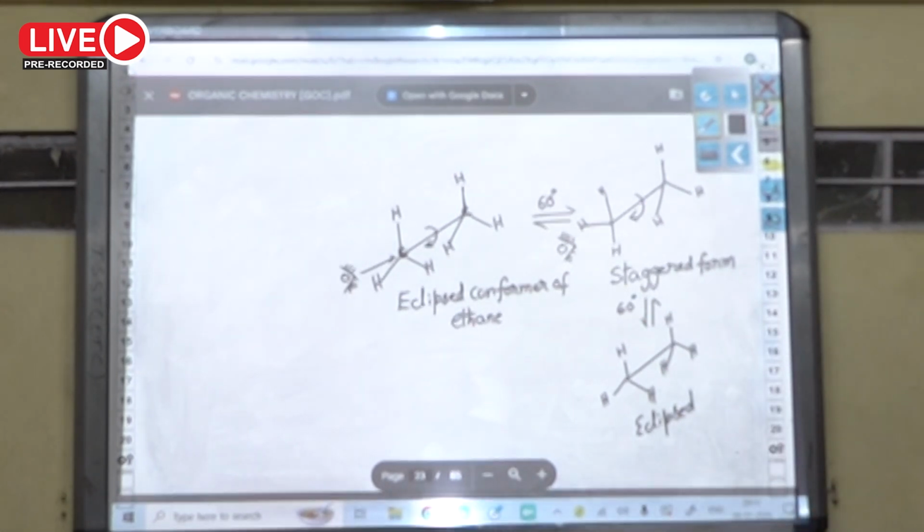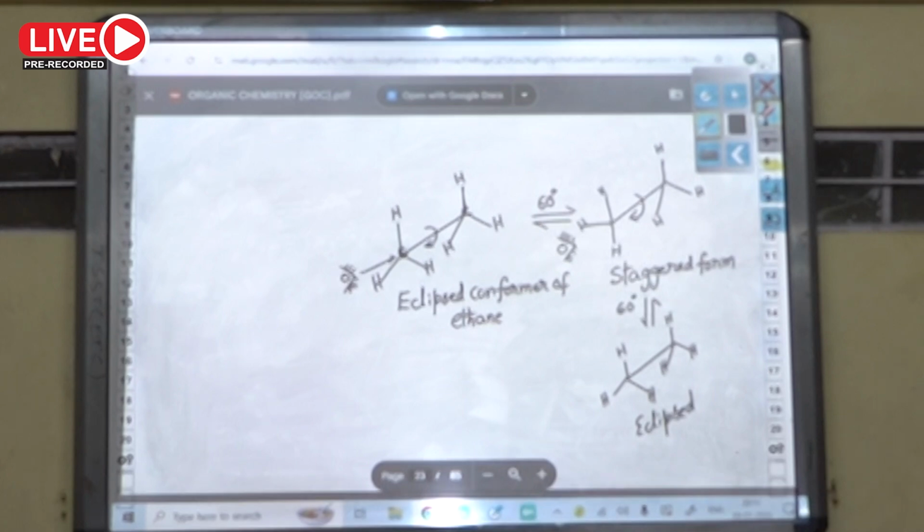You may ask me why I have to rotate 60. I can rotate 1 degree or 2 degrees or 10 degrees. Yes, you can have any degree of rotation. This rotation of the single bond will change the spatial arrangement of hydrogen atoms. If spatially one is behind the other, this form is called eclipsed. If they are not one behind the other, they are called staggered forms.